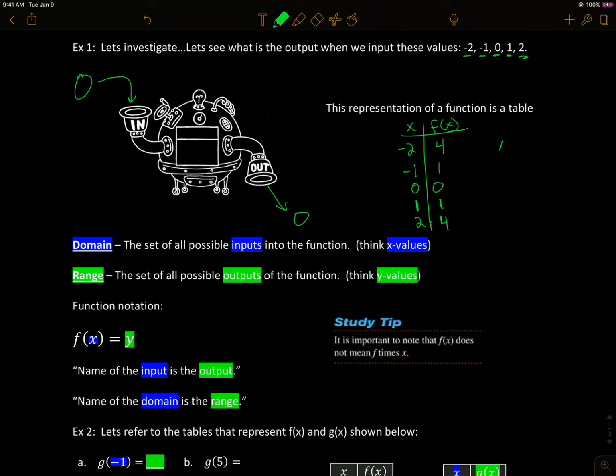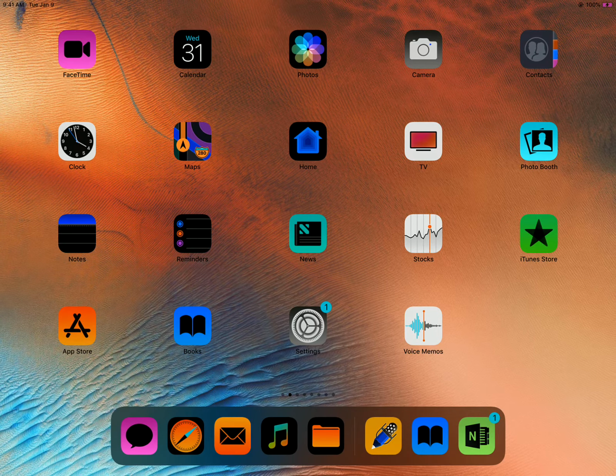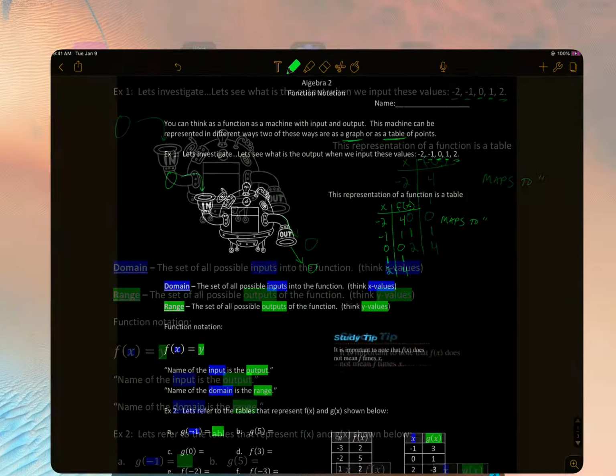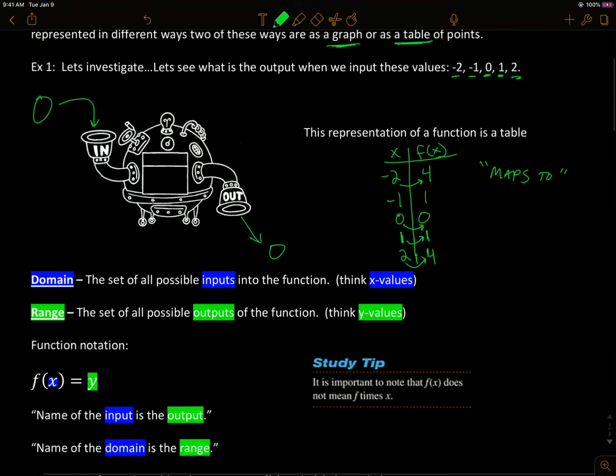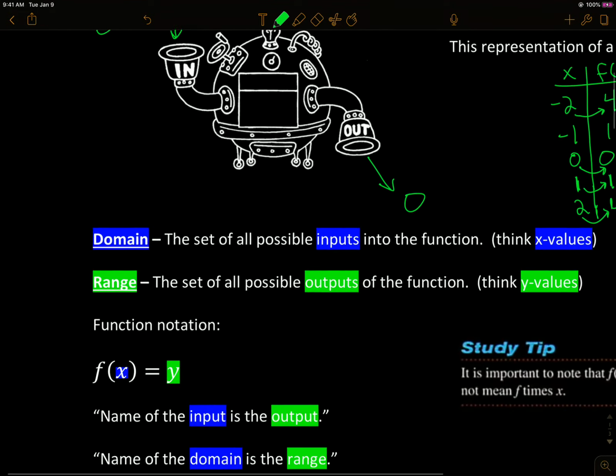What we kind of say is "maps to". That's some of the language you'll hear me say. So we say that the input maps to the output. -2 maps to a 4. 1 maps to a 1. 2 maps to a 4. 0 maps to a 0. Okay, so that's some of the language we're going to use.